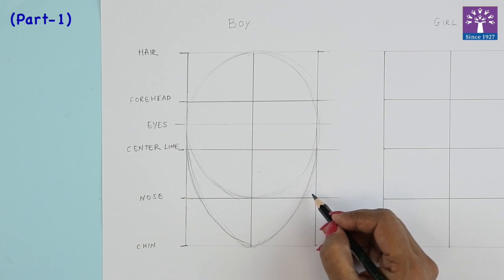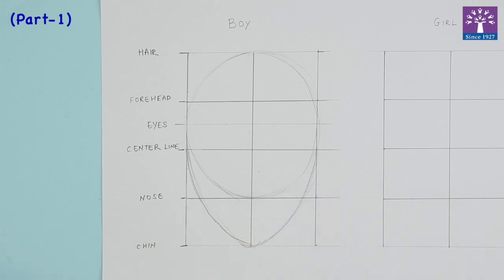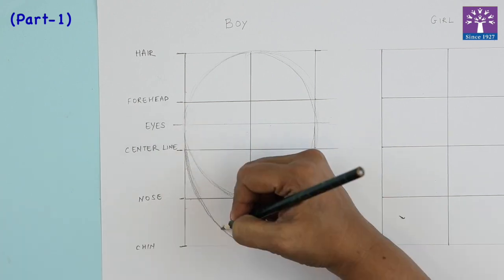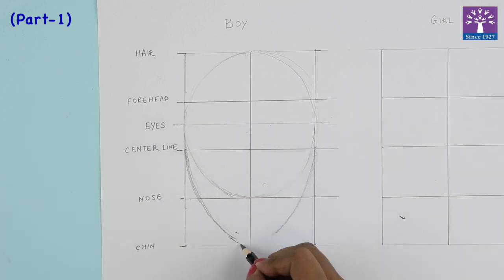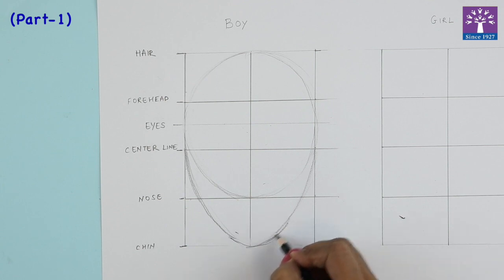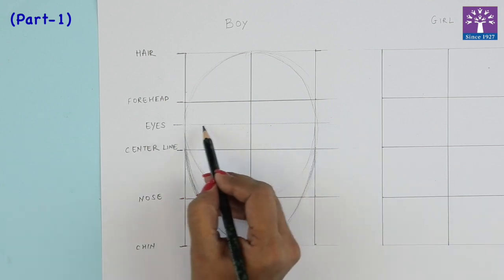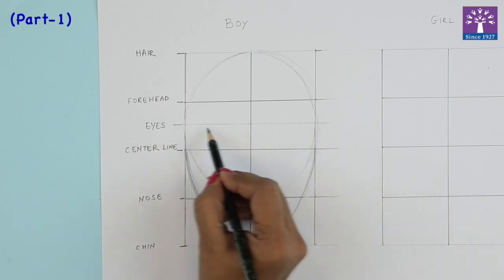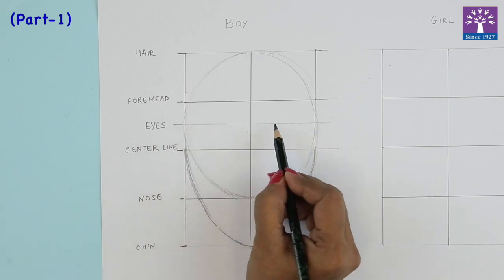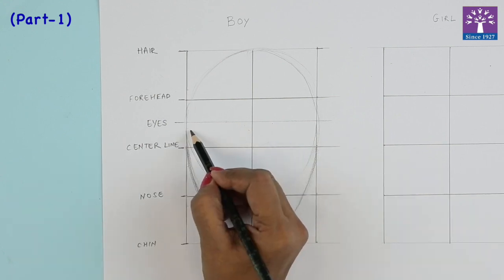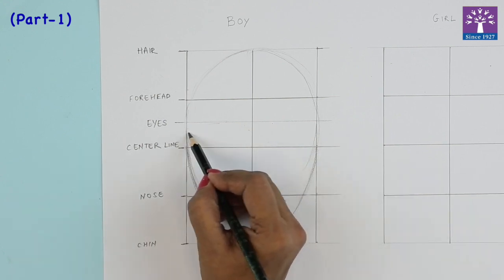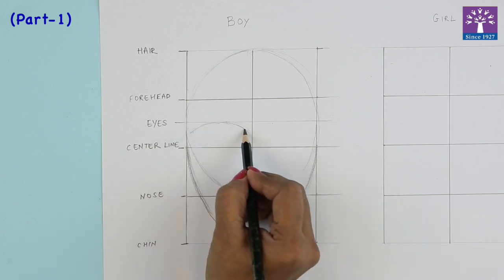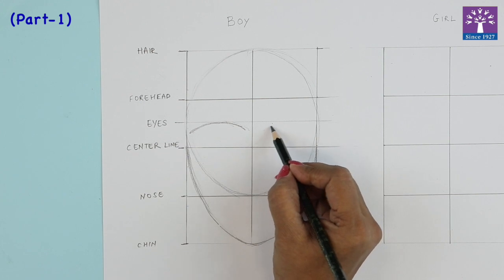Now since we are drawing a boy, we will draw the chin slightly bigger. On this line that we divided, this is the line for the eyes. So here we'll start drawing the eyes. Here will be the eyebrows. So we'll just draw one arc for the eyebrows.